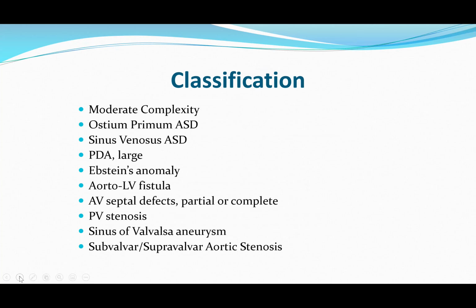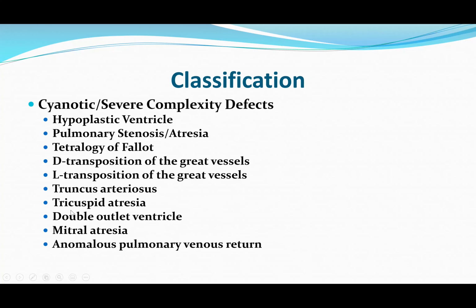Then we have the complex type. These are the cyanotic defects. These kids are born and they are blue. That is hypoplastic ventricle, pulmonary stenosis with atresia, tetralogy of Fallot, D-transposition, L-transposition, truncus arteriosus, tricuspid atresia, double outlet ventricle, mitral atresia, and anomalous pulmonary venous return.